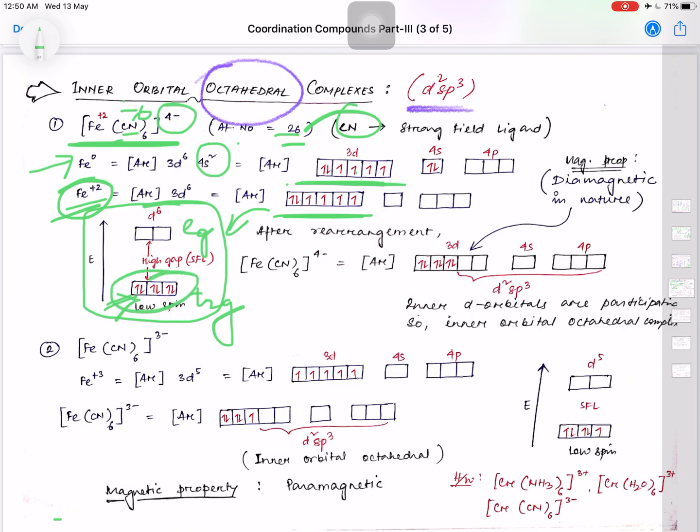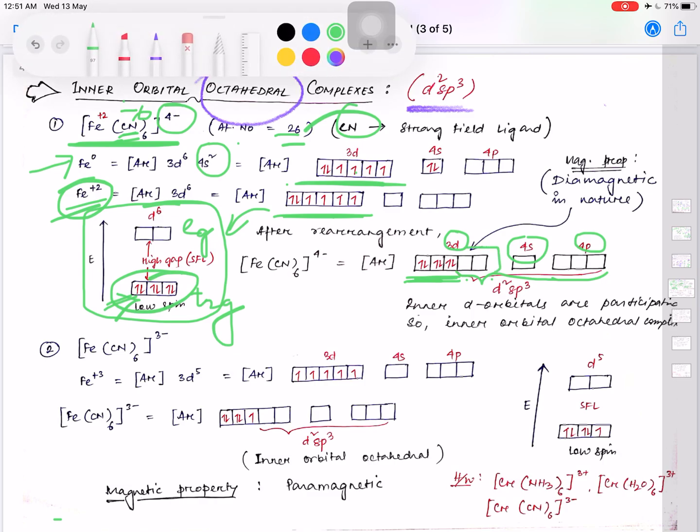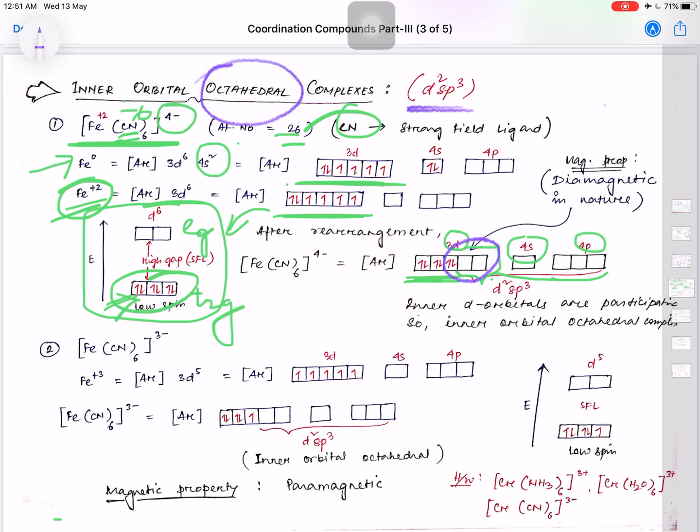Now in the complex, the filling of electrons is like this. The first 3 of the 3d orbitals will be fully occupied and the other 2 will be vacant. Now we have 6 cyanide ligands, meaning we need 6 empty orbitals for the cyanide ligands to donate electrons, only then will the coordinate bonds be formed. So we get these 2 d orbitals, then 1 4s and 3 of the 4p orbitals participating in hybridization. That's why the inner d orbitals are taking part. Inner d orbitals means these 2 3d orbitals take part in the hybridization, so its hybridization is d2sp3. Since inner d orbitals are taking part, it is called an inner orbital octahedral complex.